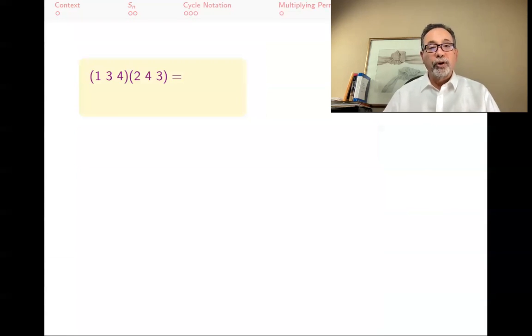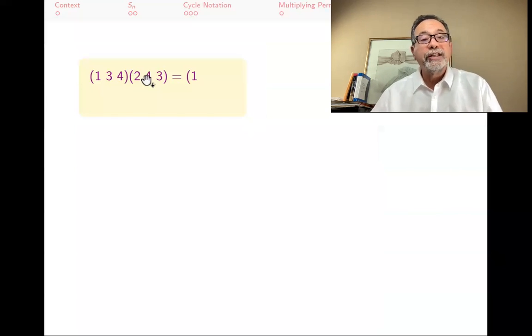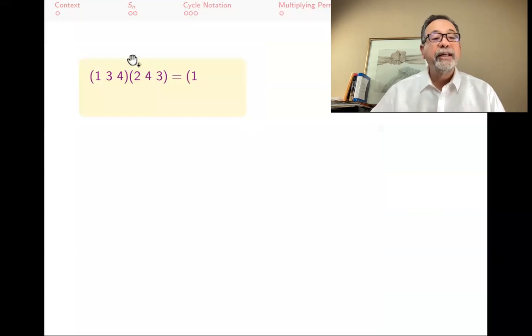Let's just do one more without drawing. Let's multiply 134 by 243. How do we do that? We do 243 first, then 134. We say, where does 1 go? In 243, 1 goes to 1. 1 is fixed. So 1 goes to 1. Then we go here, 1 goes to what? It goes to 3. So the resulting thing is that 1 goes to 3.